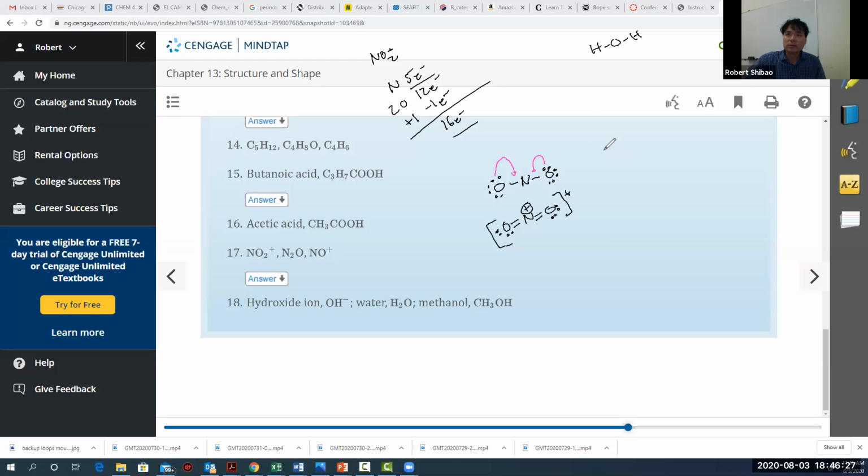We did a structure where we put oxygen in the center and nitrogen in the center.